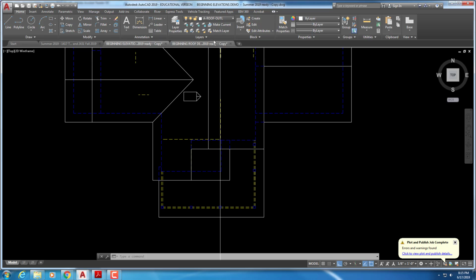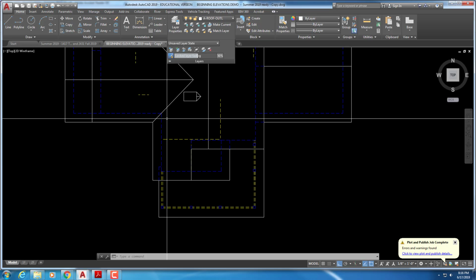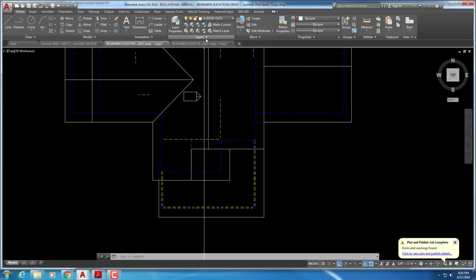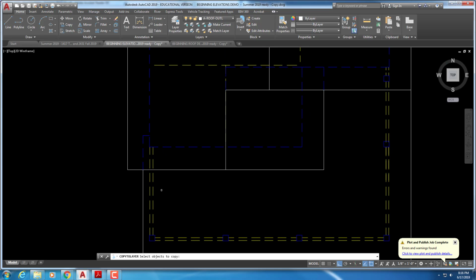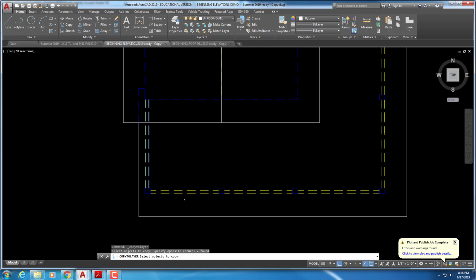All right, now to get that over to the roof plan, once it's exploded, you don't use the same layer because the first floor layer is the first floor layer and the roof layers are the roof layer. So we need to copy this to a new layer. So in the drop down, I think it's this one, copy objects to new layer. You want to select the beams.